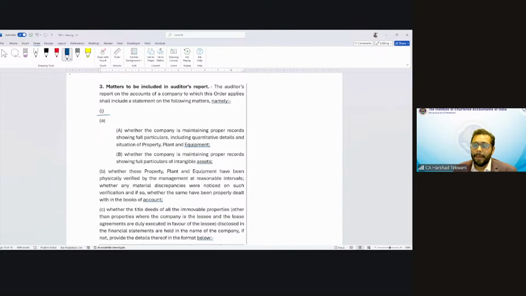That says whether the company is maintaining proper records showing full particulars, including quantitative details and situations of plant, property, and equipment. That means here we are required to report if they are not maintaining proper records of PPE. Then we are required to provide the same for the intangibles. Whether they are maintaining proper records for the intangibles. Here they have not asked for the quantitative details, because in intangibles you cannot provide quantitative details. It's an intangible. So that's why intangible records without quantitative details.